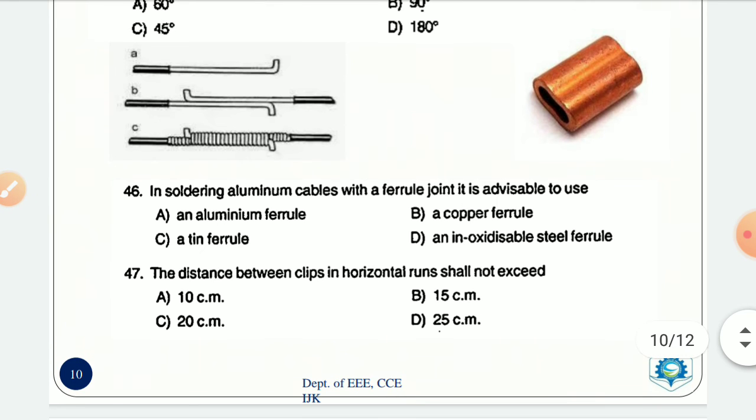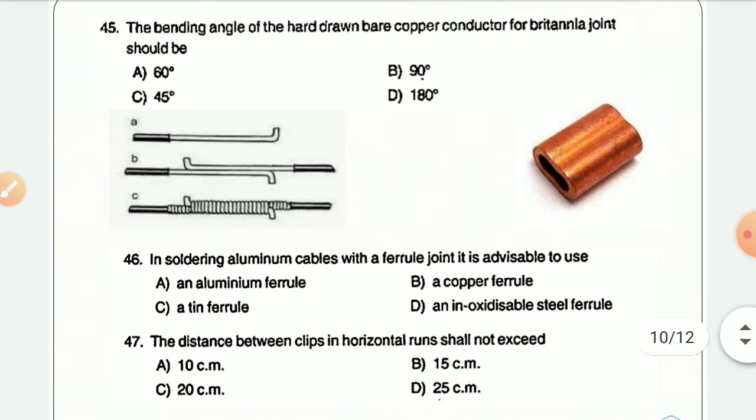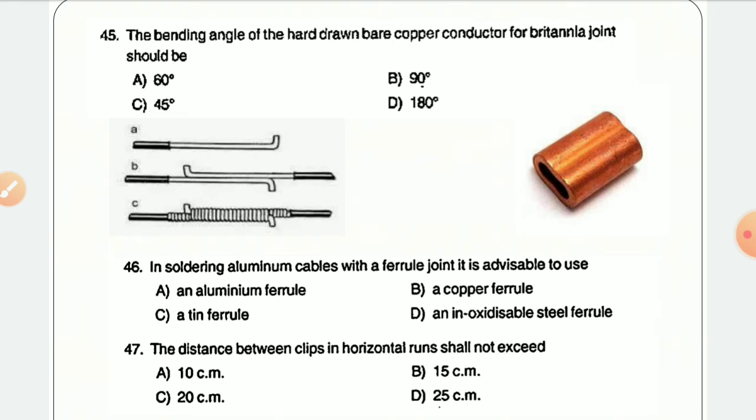In soldering aluminium cables with a ferrule joint, it is advisable to use. So this ferrule is used for ensuring a reliable electrical connection when terminating the stranded flexible wires in a terminal block or circuit breaker or any other control devices. So this is the figure of a ferrule which is given here. And the answer for this question number 46 is option B.